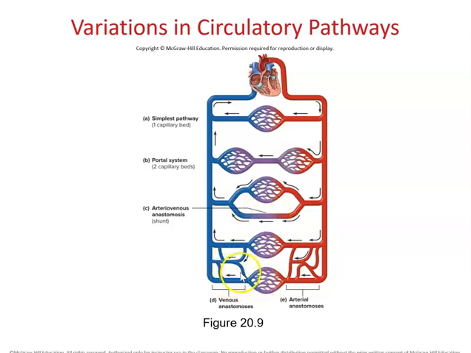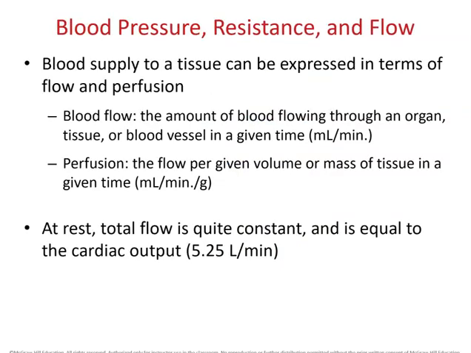Venous anastomosis is relatively simple compared to arterial anastomosis. In arterial anastomosis, there are more arteries the blood can go through to bypass the capillary bed. In venous, there's only one vein you can take to go back to the heart. This type of blood circulatory pathway can be found around the joint area, and it is very common for coronary circulation in the body.